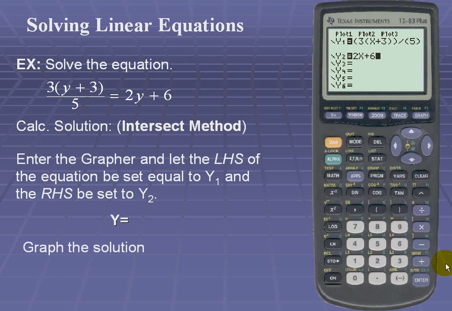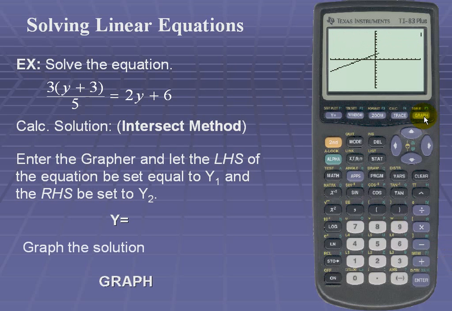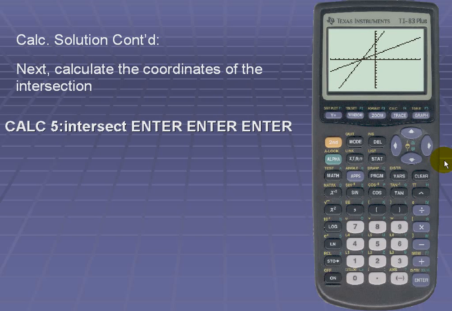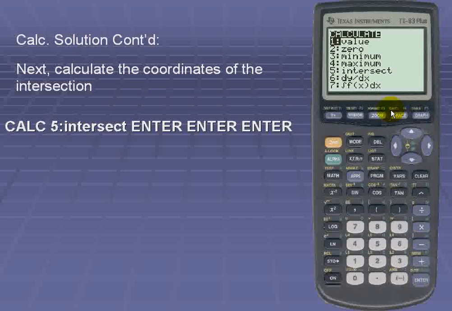And now we'll graph the solution. So we'll simply press graph. Next, we'll calculate the coordinates of the intersection. So we'll use the calculate function. Calculate is located above trace, and notice that it's a yellow function, so I'm going to use second and trace to get my calculate function. I'm going to scroll down to my fifth option, intersect.